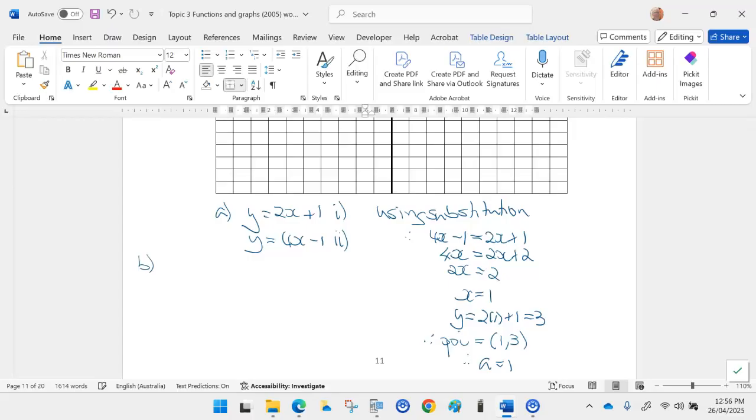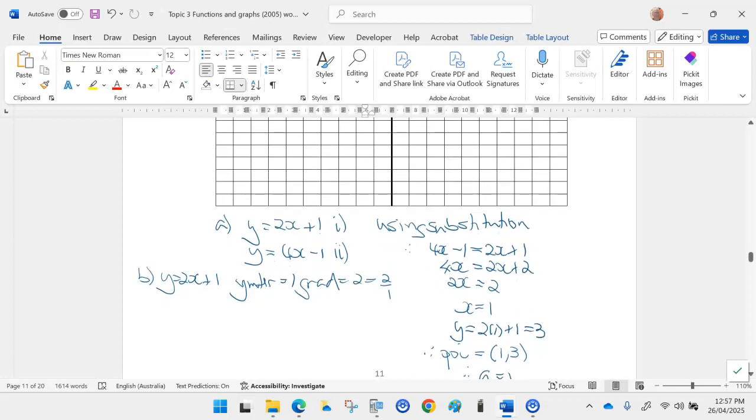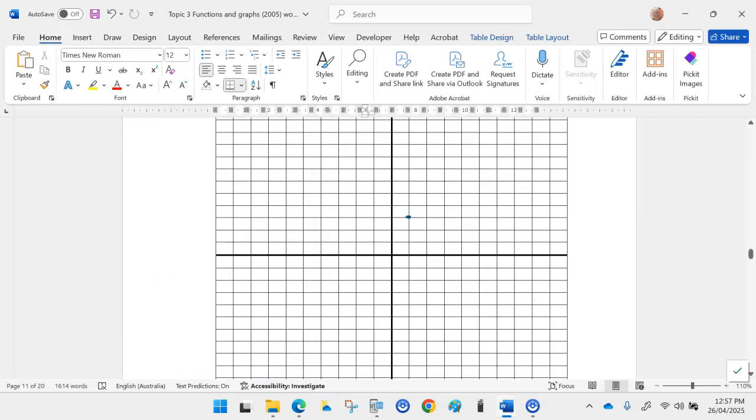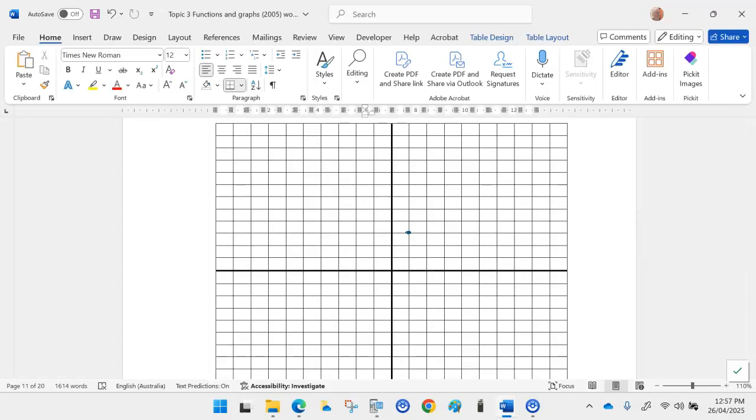So B. If I'm talking about the first function, y is equal to 2x plus 1, it's got a y-intercept of 1, and it's got a gradient of 2, which will work better as 2 over 1. Rise of 2, run of 1. Let's graph that. So y is equal to 2x plus 1. It's got a y-intercept of 1. It's got a gradient of 2. So if I rise for 2 and run for 1, I get that point there. Okay, that's going to give me a lovely line through which I can draw those two.